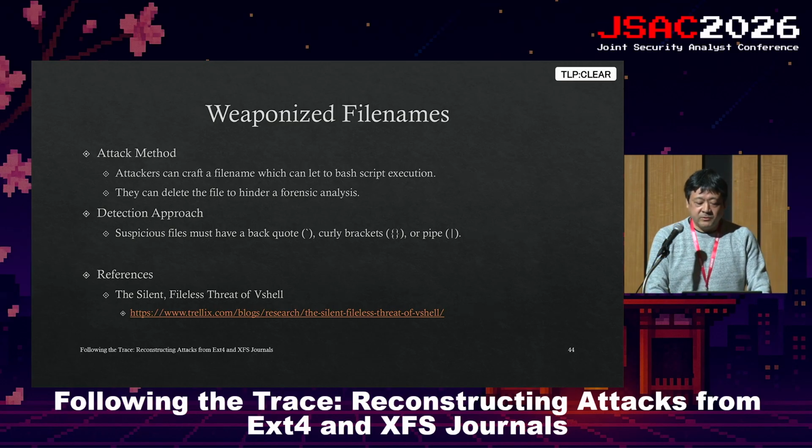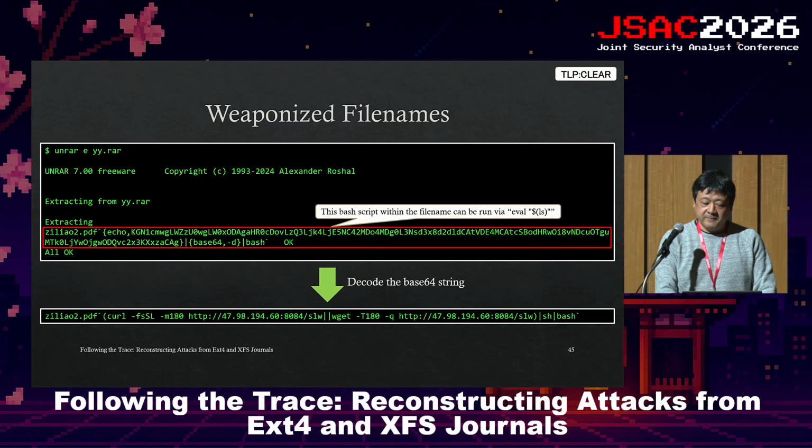Next, I will explore the possibility of detecting a rather rare attack method, where the attackers embed a bash script in a file name. As the next slide shows, suspicious file names contain specific characters such as backquotes, curly brackets, or pipes. You can apply filtering using these. The file in question is compressed with RAR. When decoded, this file is created.